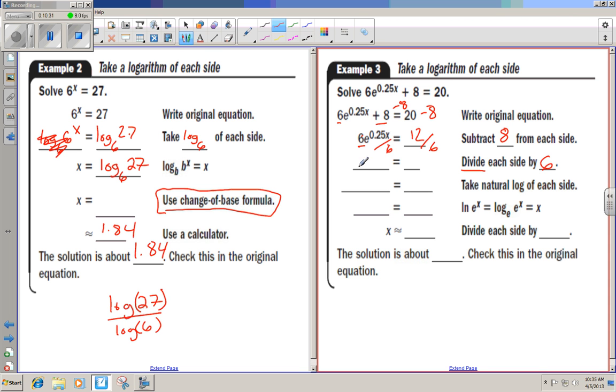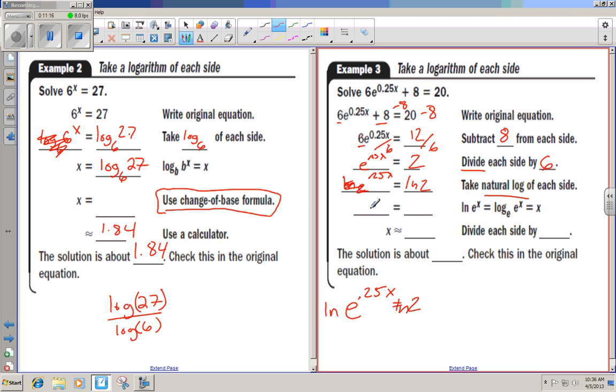The 6's cancel on this side, which leaves us with e to the 0.25x equal to 2. So what we have here is e to the 0.25x equals 2. There's no way to make the base e and base 2 be the same number. So what we have to do is undo a natural base. Again, an exponential with base e, you undo that by taking a logarithm of base e. So it says take the natural logarithm of each side. So we're taking ln of e to the 0.25x equals ln 2.